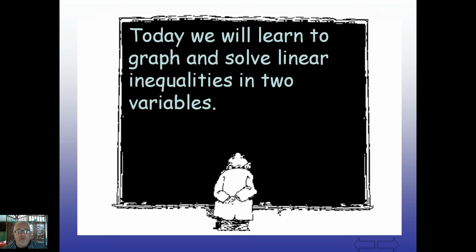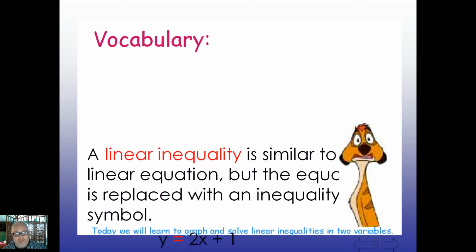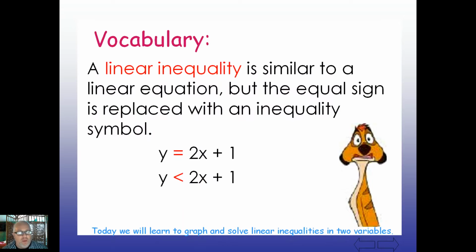Alright, today we're going to learn to graph and solve linear inequalities in two variables. Okay, you're going to get this pretty easily here, but we are going to need to take some notes. A linear inequality is similar to a linear equation, but the equal sign is replaced with an inequality symbol. You can see down here at the bottom, I've got just the same example here, but what's different? The equal sign is replaced with an inequality.